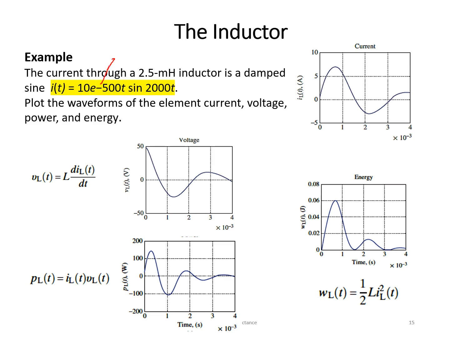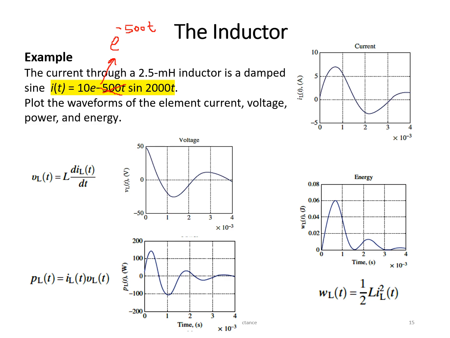Read this as e raised to the power minus 500. It is difficult to write with the mouse over here. This is like this. Be careful about this. So this is a mistake in it.